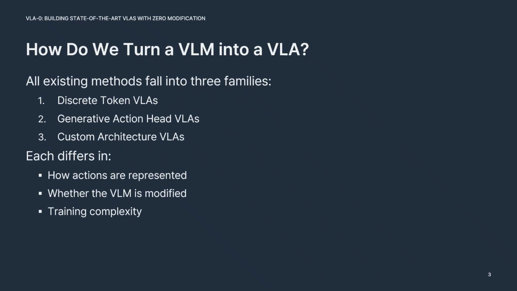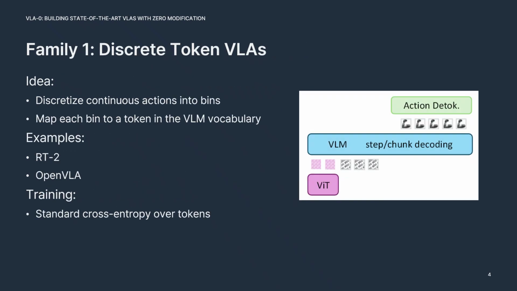So far, existing approaches fall into three main families. First, discrete token VLAs. Second, generative action head VLAs. And third, custom architecture VLAs. These three families differ in three ways: how actions are represented, whether the VLM is modified, and how complex the training is.